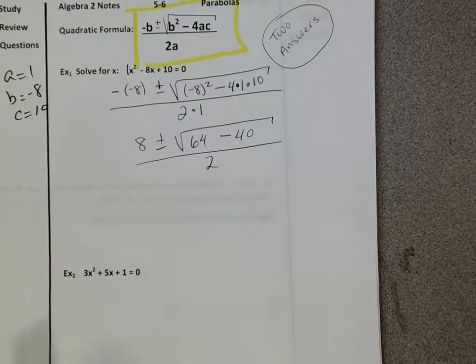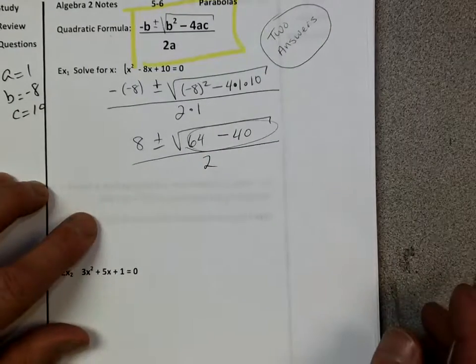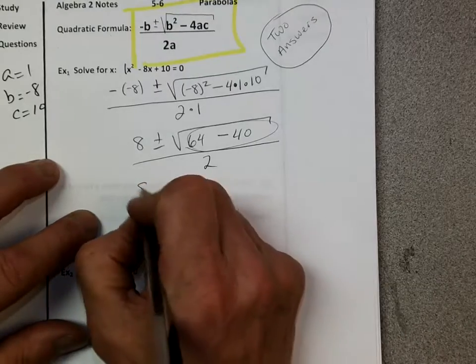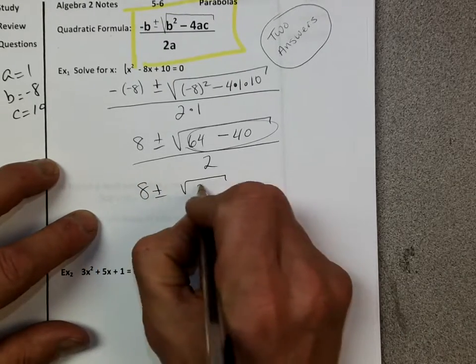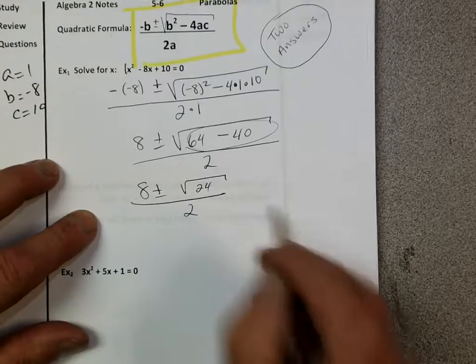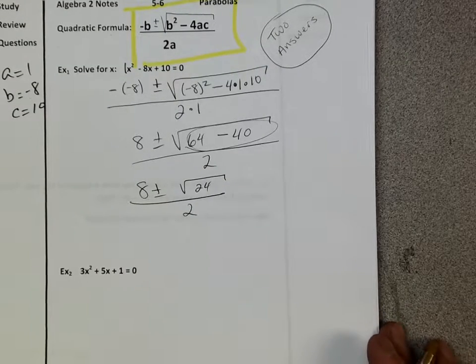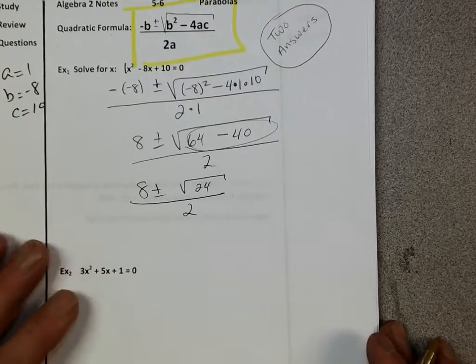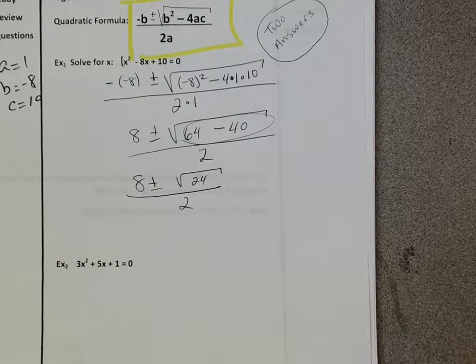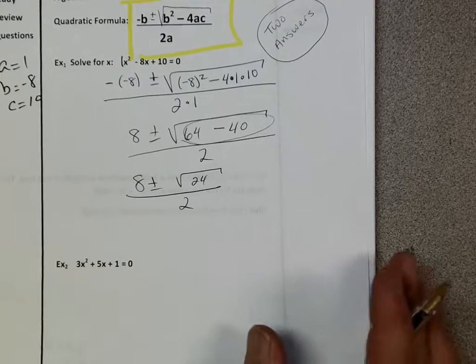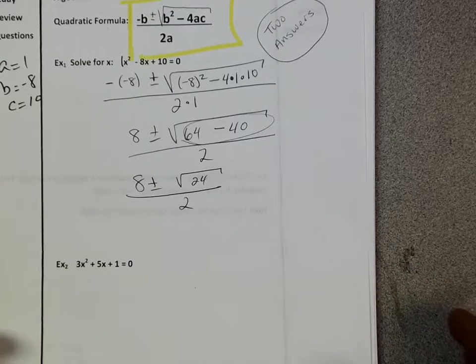So now let's do a little subtraction. Okay, that's 24. You guys agree? So I've got 8 plus or minus the square root of 24 over 2. Okay? Now there is no perfect square root of 24, right? But we can use a calculator or we can reduce it. I'm going to show you two answers, okay? One is an answer a math teacher likes and the other is a real answer. And I'll take either one, okay?